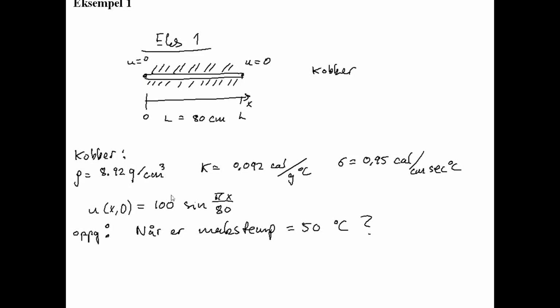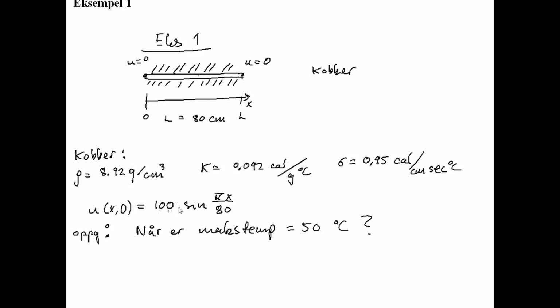We also have in this example given the initial temperature, which is given by this function. So it starts at 0, grows, in the middle of the rod it reaches its maximum, and then it decreases to 0 again. So the initial temperature is given by 100 sine pi x over 80.